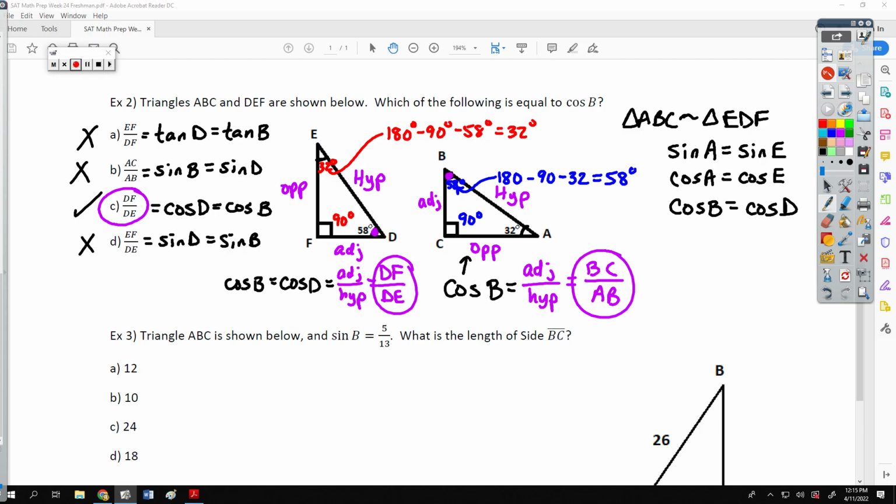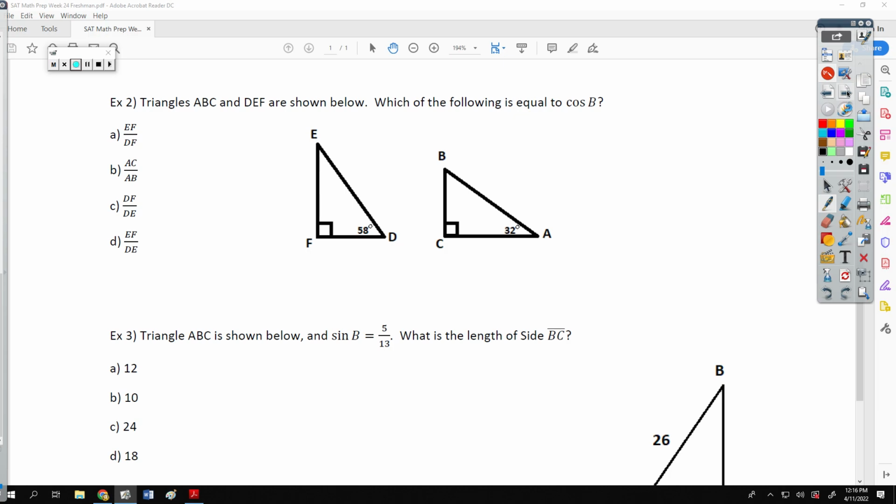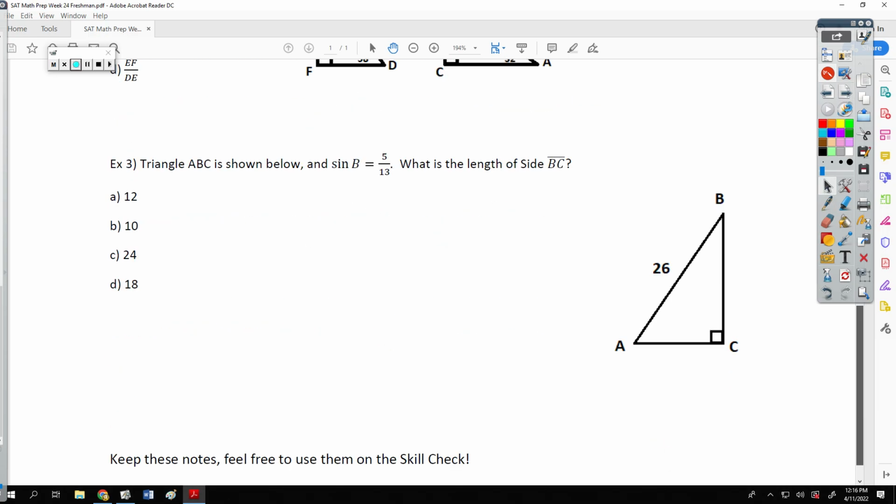Okay? So again, it's all about abstract trigonometry. Do we know sine, cosine, and tangent, SOHCAHTOA, well enough? Do we understand that in similar triangles, those trig functions would be the same? Okay. The last one is a bit more direct, but it does involve one extra step. So on to the third example.